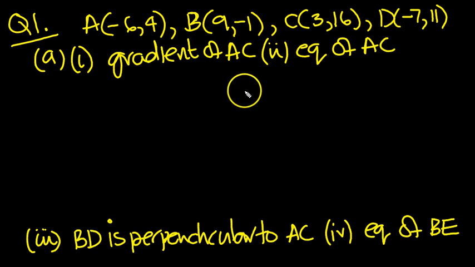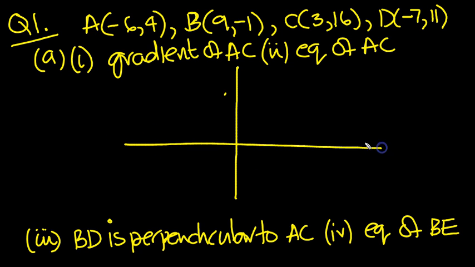So we need to do a sketch first, don't we? So let's draw our y-axis, which I hopefully can draw a little bit better than that. So let's just draw that then. And let's draw our x-axis, like so. Let's mark off some of the points then. We've got to be careful here. We've got a C at 3, 16, so put that one in first. It's very high up. I can put that one there.